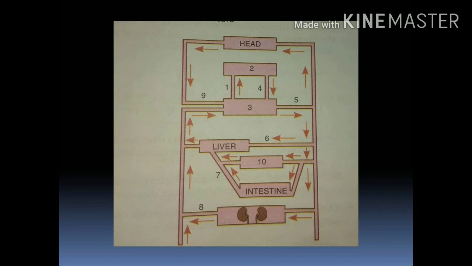And number 8 is leaving from the kidney region, so it is a renal vein. And number 9 is coming from the head to the heart region, that is the superior vena cava. And number 10 is the stomach. So you have to observe the arrow marks carefully.